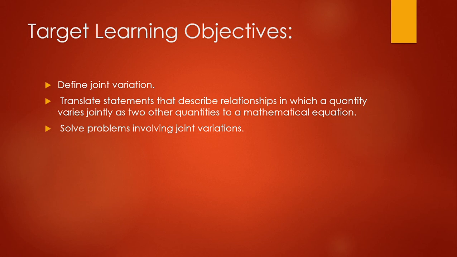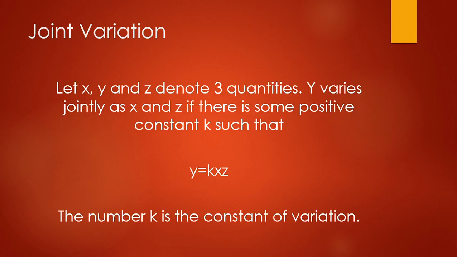In this discussion, you're gonna learn to define joint variation. Second, to translate statements that describe a relationship in which a quantity varies jointly as two other quantities to a mathematical equation. And third, we have to solve problems involving joint variation. So let's have the definition of joint variation.